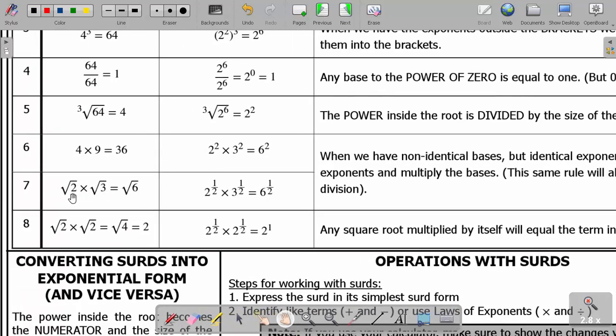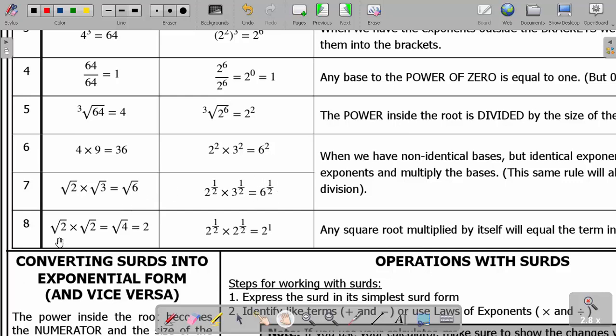Now if I have root 2 times root 3, I get what? I get root 6. The same thing happens. Now square root means to the power of a half. So because the power half is the same in either case, it is all to the power half. So I keep the exponent and multiply the bases, which is 2 times 3, to get 6 to the power half here. That's why it remains root 6.